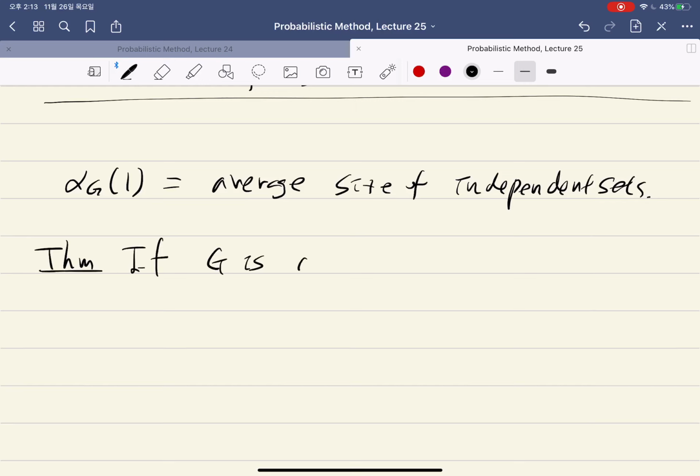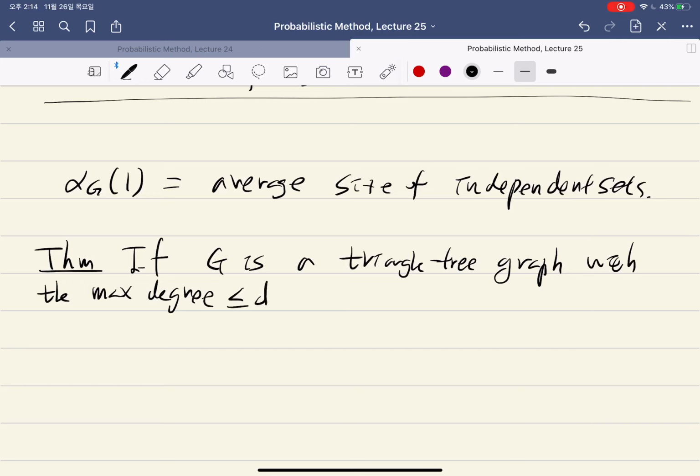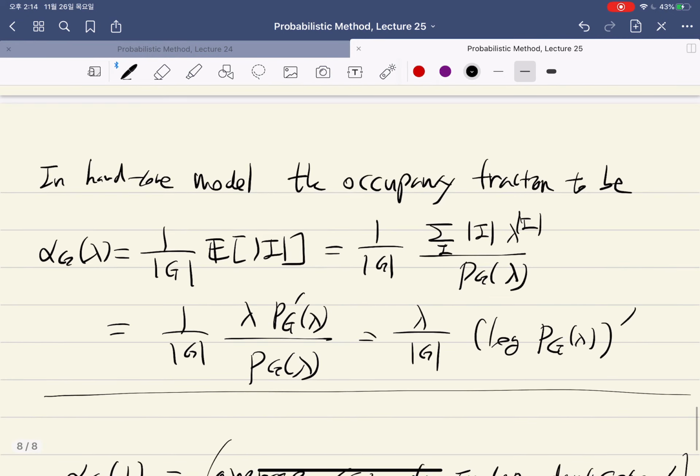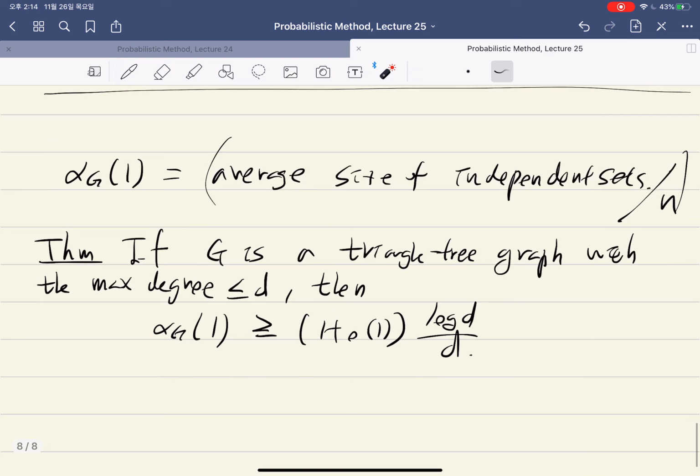If G is a triangle-free graph with maximum degree at most D, then maximum degree at most D means that it doesn't have many edges, so it must have a large independent set. Then this average size of independent set divided by n, to be precise, is at least log D over D.